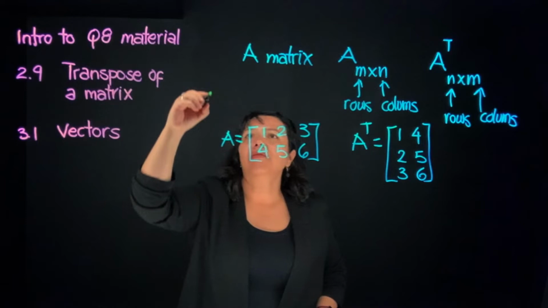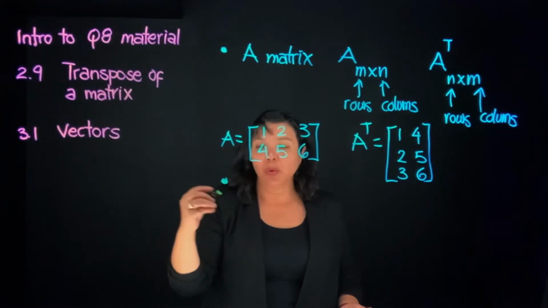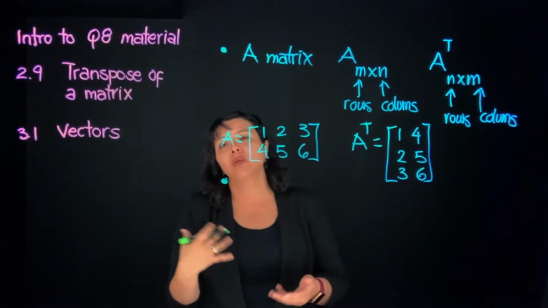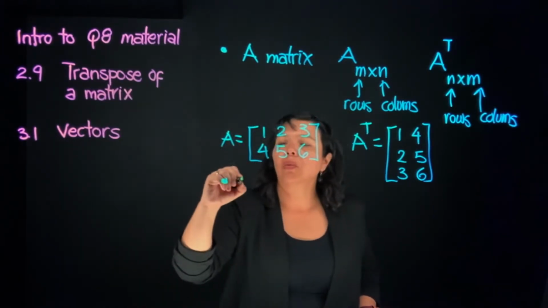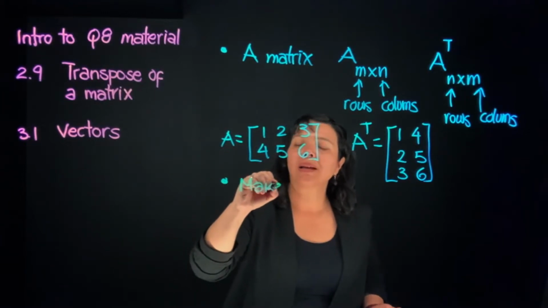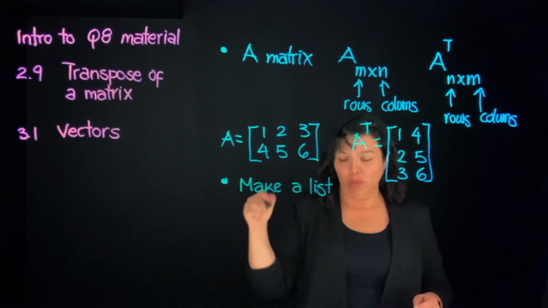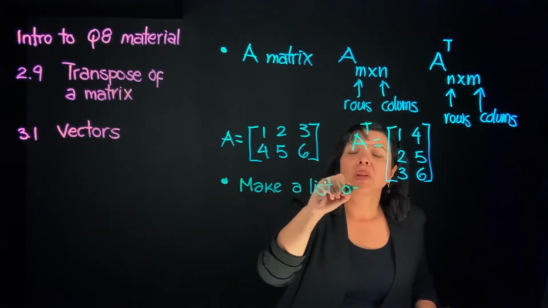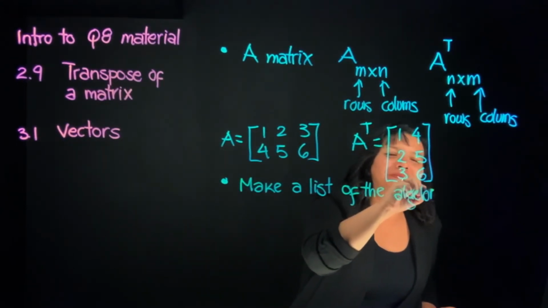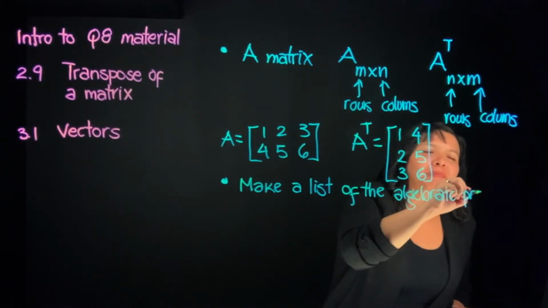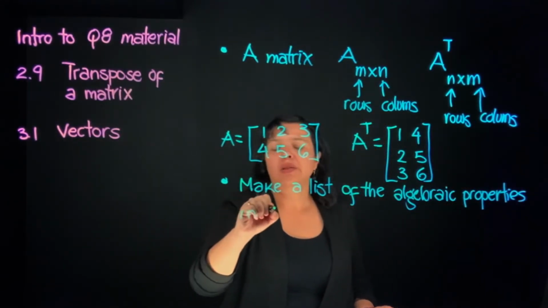In 2.9.2, you also have a list of properties, and you want to actually write these properties because you are going to be asked to play around with these properties and answer questions related to that. So what I would like you to do is make your own list, written on paper, of the algebraic properties in 2.9.2.